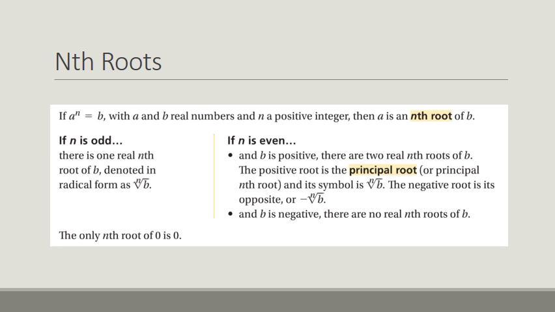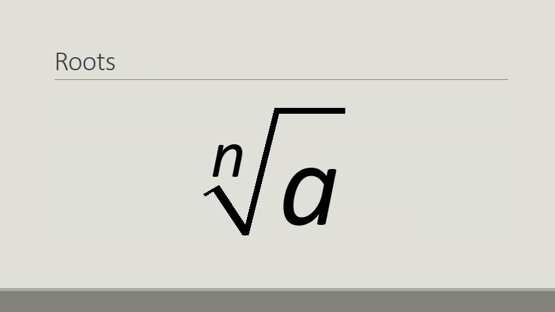Okay. So if n is odd, so our exponent is odd, there is one real root denoted by the nth root of b. If it's even and b is positive, there are two real nth roots of b: the principal root and the negative root. If b is negative, then there are no real roots of b. So that's where our imaginary roots come in.